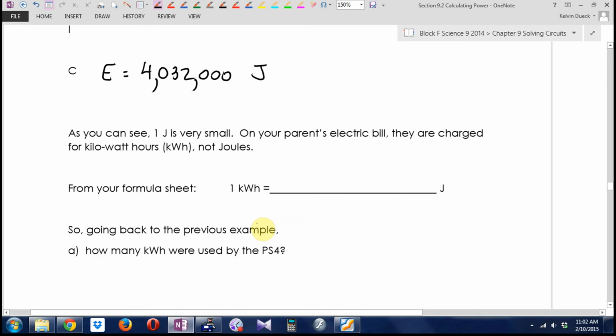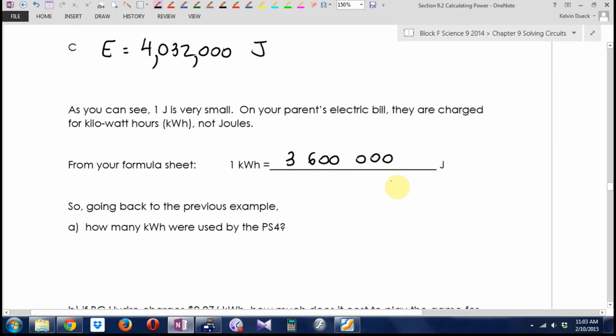From your formula sheet, what's 1 kilowatt hour the same as? Find it, please. I think I gave you a number. 1 kilowatt hour equals what? Can I borrow your yellow sheet, please? There's a number on there, right? 3,600,000. This is our conversion factor.